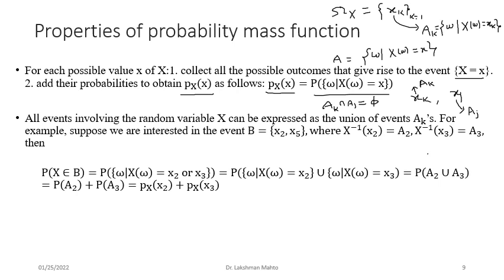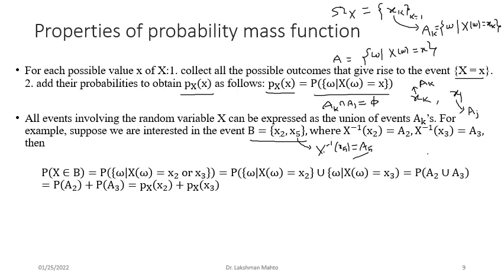Just for the sake of simplicity, I'm taking an event containing only two observed values of x, x2 and x5. So with respect to x2, what is the pre-image of that? The pre-image of x2 is a2, and the pre-image of x5 is a5. Likewise, the pre-image of x3 is a3.